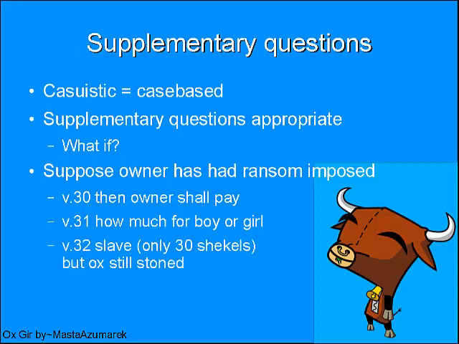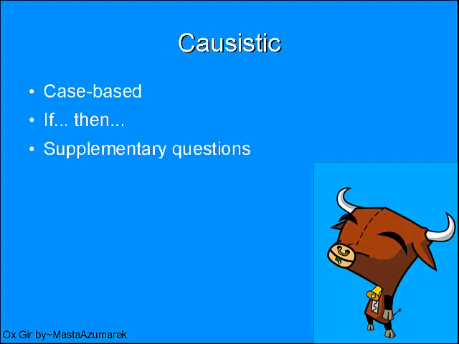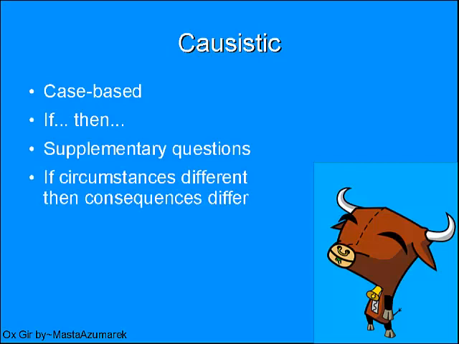And verse 32 deals with the case where it might have been a slave who was gored, in which case it's only 30 shekels you have to pay, but the ox still gets stoned. You see, with casuistic law, with case law, it's phrased as, if these circumstances, then this consequence. And it's quite all right to ask supplementary questions. What if the circumstances are slightly different like this? And the answer is, well, in that case, the consequences are slightly different like that. That's how casuistic law works.